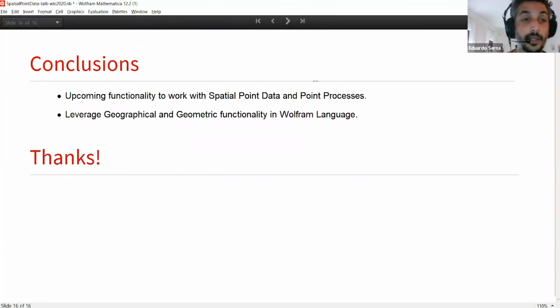I think this is the end of my talk. This is functionality that is coming with 12.2. Finally, we have been leveraging all the geographic and geometric functionality in Wolfram Language to implement all of this and integrate it. We've put a lot of work into optimizing different cases, implemented different data structures to make sure that all of these computations are as fast as possible. And we hope that people like it and enjoy it. I'm going to finish now.